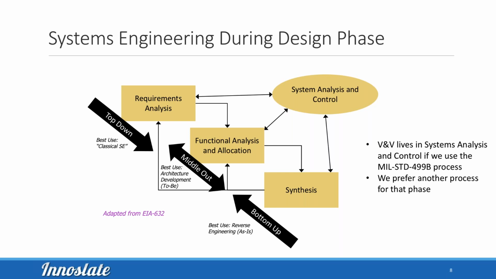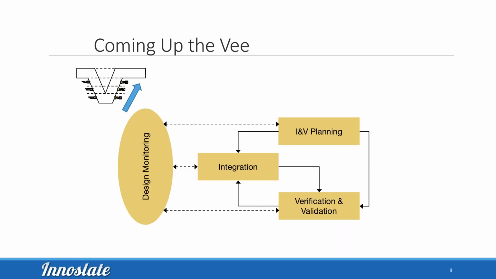Or you could do reverse engineering where you're taking an existing system, trying to say, how can I do this better? How can I do it differently? And you start with reverse engineering. So again, that's a very classic process. I think most of you are familiar with that. The other process you're probably not as familiar with is one I made up because I never saw a good one for going up the V. And so we created this one.